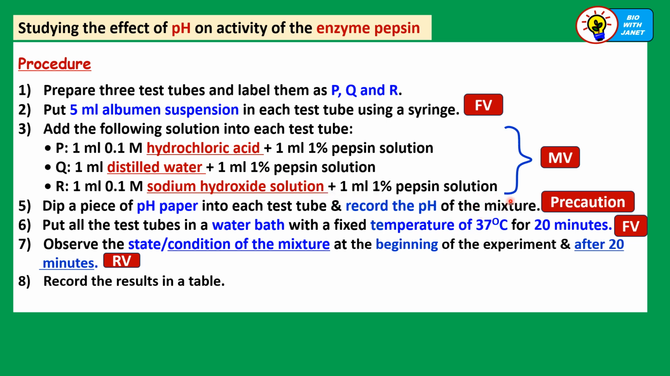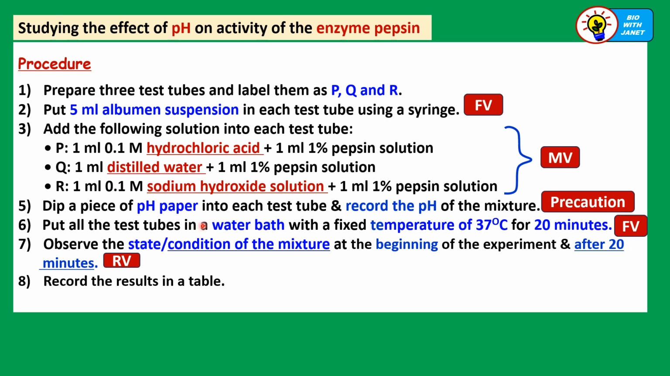So here we see the manipulated variable, okay, is handled. That is, P contains hydrochloric acid to create an acidic condition. Q contains distilled water to create the neutral condition, and R contains sodium hydroxide solution to create the alkaline condition.